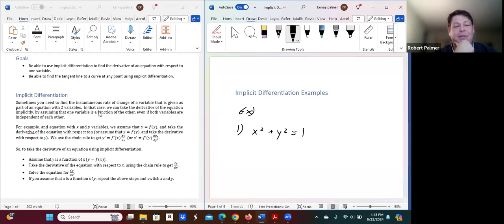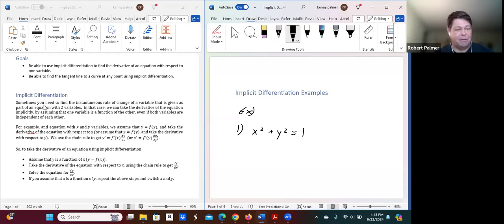Sometimes we need to find the instantaneous rate of change of one variable that is given as part of an equation with two variables, in this case x and y. We can take the derivative of the equation implicitly: we assume one variable is a function of the other. For example, y is a function of x, or x is a function of y, and that will allow us to take the derivative of the entire equation and then find the derivative of y with respect to x, or the other way around.